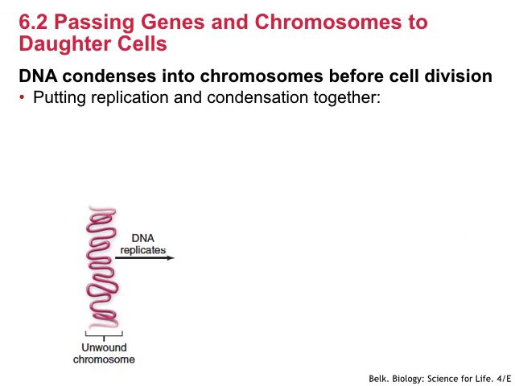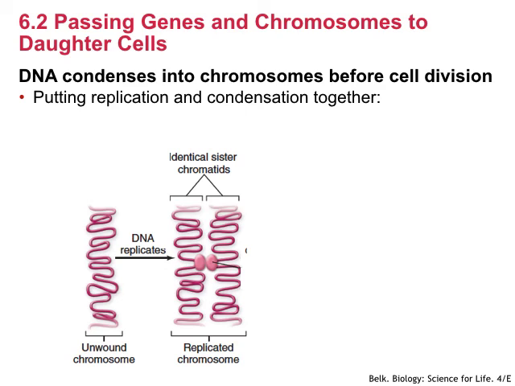Really cool. All right, so let's put it together, replication and condensation. Before the cell divides, the DNA is replicated. Basically, the cell gets ready for division by replicating the DNA. So you have your chromosome, you unwind it in order to copy it, and you end up with two identical copies of the DNA. And DNA exists in chunks called chromosomes. You have 46 of them in the cell, so you copy each one of these. So now you end up with two identical copies of each of the 46 chromosomes.